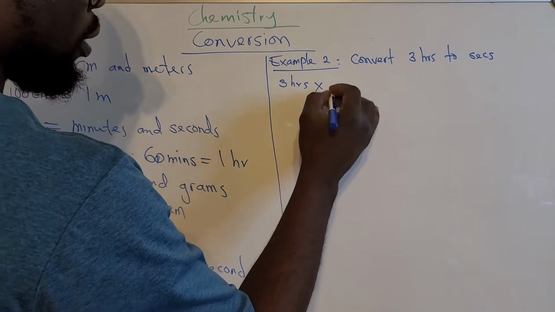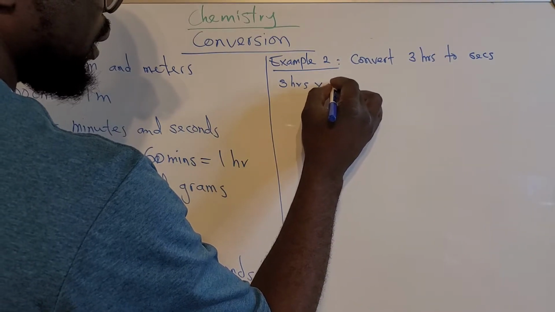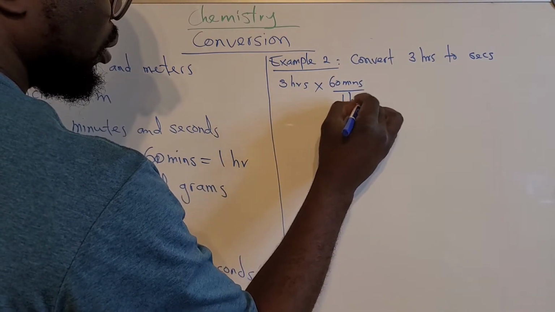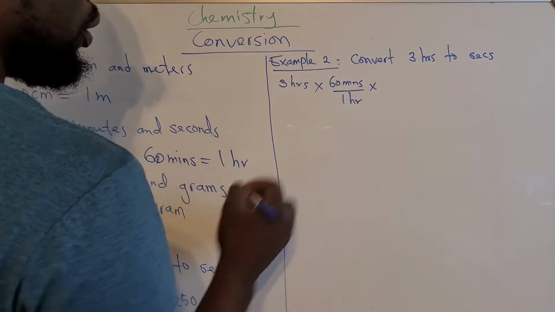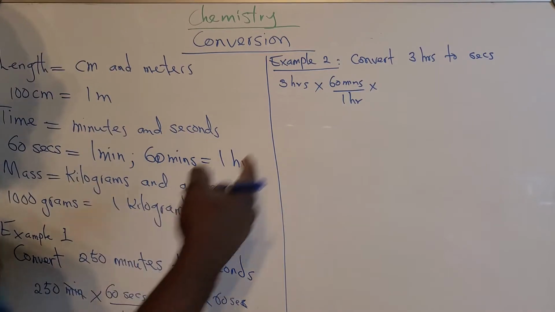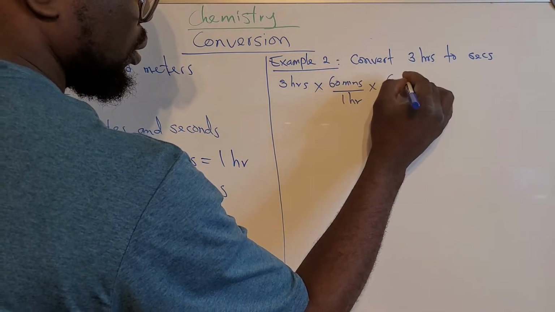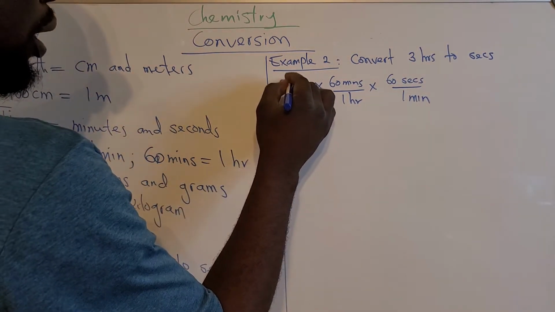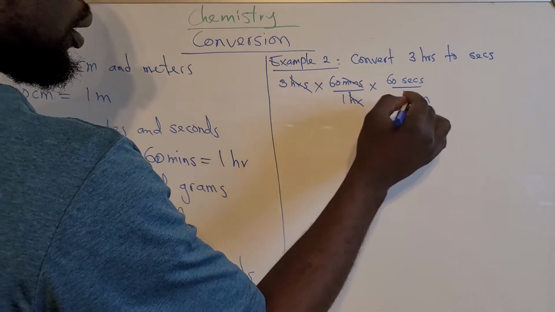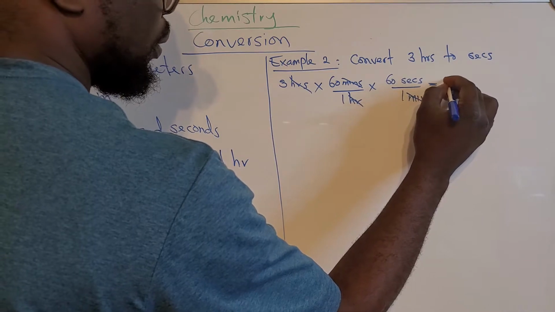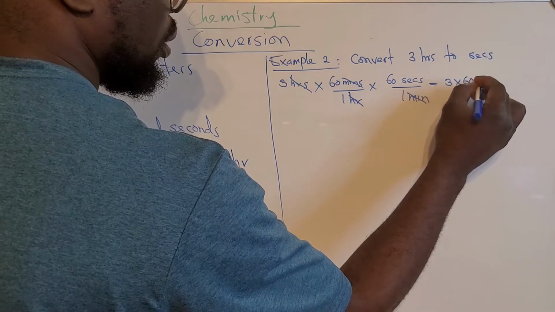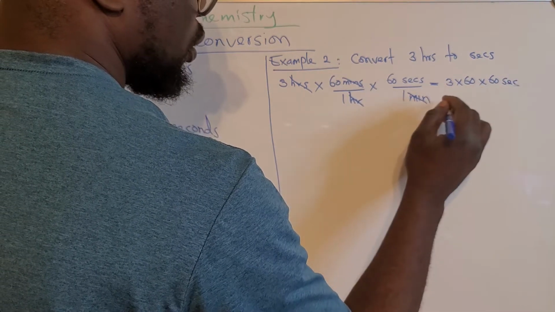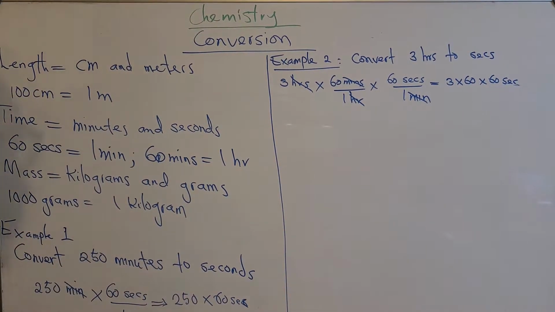So you know that 60 minutes is 1 hour, okay? And you also know, because we don't want it in minutes, we want it in seconds, that 60 seconds is 1 minute, okay? So now your hour cancels hour, your minute cancels minute. So what you're left with is 3 times 60 times 60 seconds. And that's what you're left with. So when you do the math, that will give you an answer in seconds.